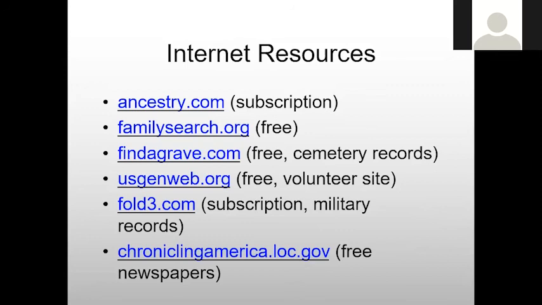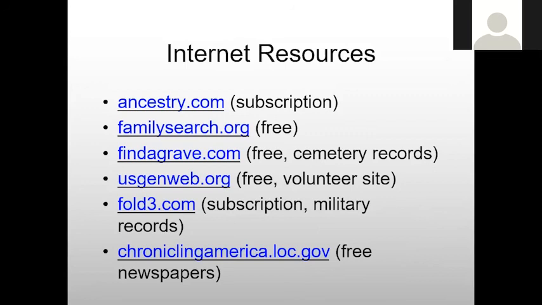Find a Grave is a simple free site that contains cemetery records. Billion Graves is another one that contains cemetery records and will give you a lot of information. The US GenWeb is a free volunteer site where records are uploaded. They are organized by state and county, and it will depend on what type of volunteers and what type of records they upload. Fold3 is a subscription website.